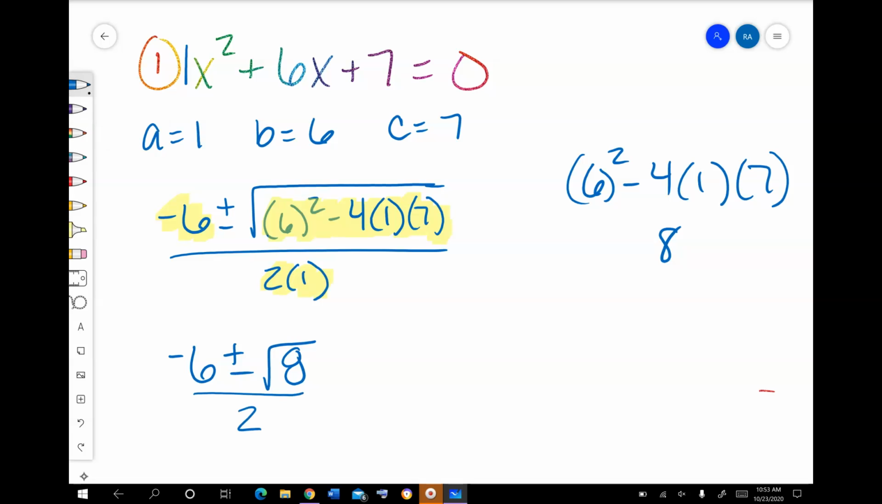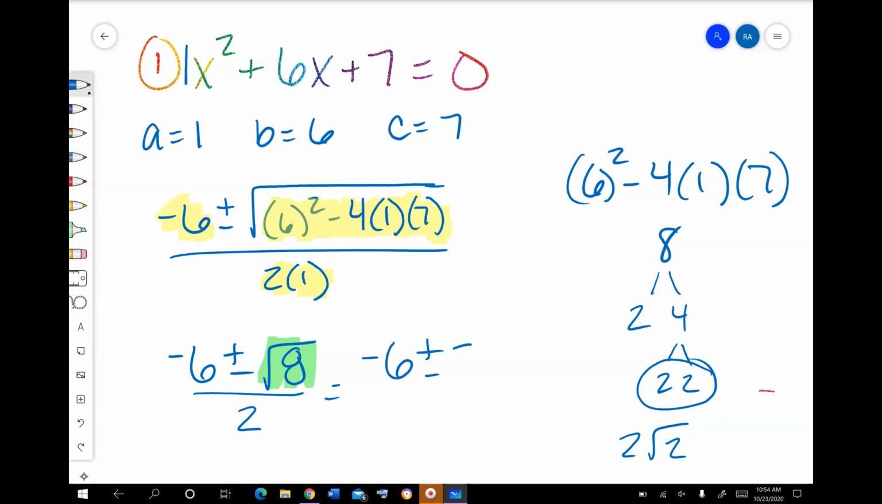Now, next step is you need to rationalize this guy. So we're going to come here to the side and we're going to rationalize it. So 8, we need to break 8 down. Well, 8 is 2 times 4, and then 4 is 2 times 2. You circle your pairs. So that means that this is going to be 2 square root of 2. So this equals negative 6 plus or minus 2 square root of 2 over 2.